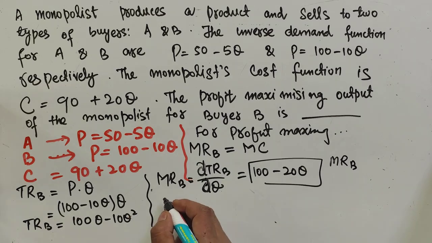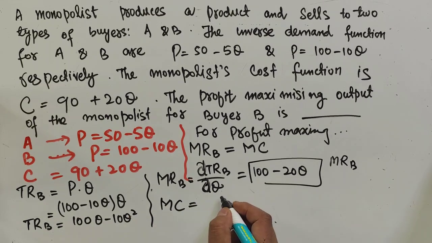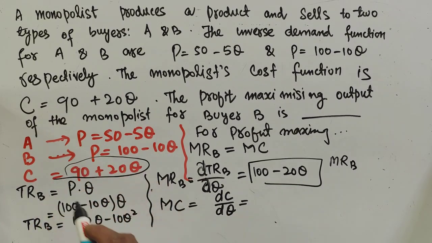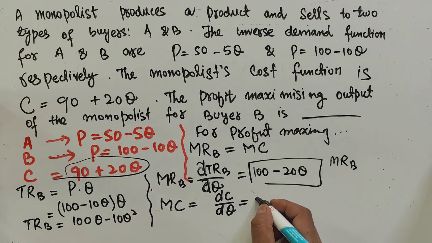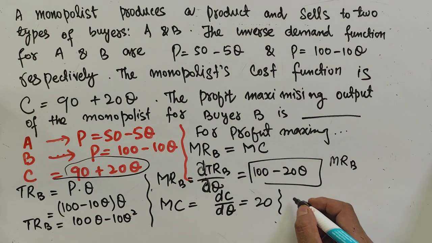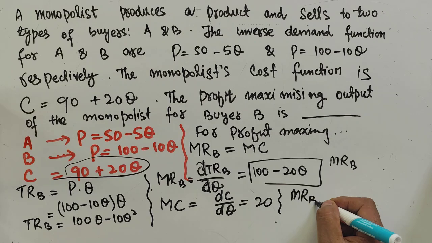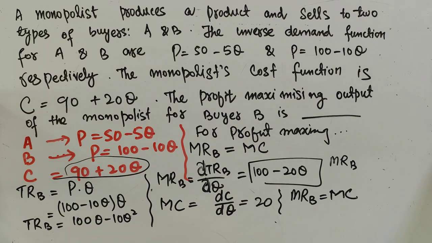Similarly, we need to find the marginal cost. Marginal cost is the change in the total cost due to the change in the output. So we differentiate this cost function with respect to Q. The derivative of a constant is 0, the derivative of Q is 1, so we are left with 20. Now equating marginal revenue with marginal cost: marginal revenue is 100 - 20Q, and the marginal cost we got is 20.